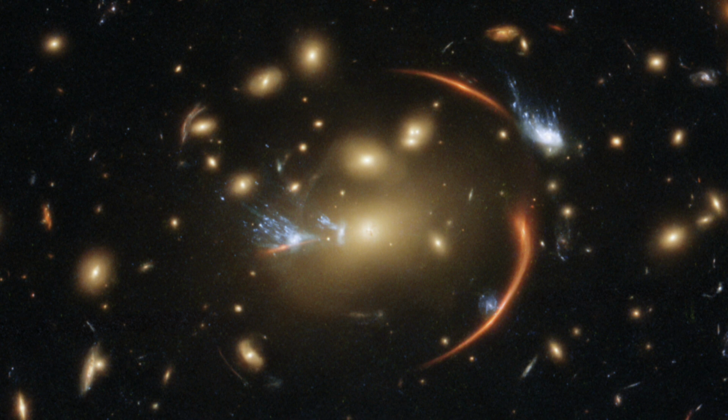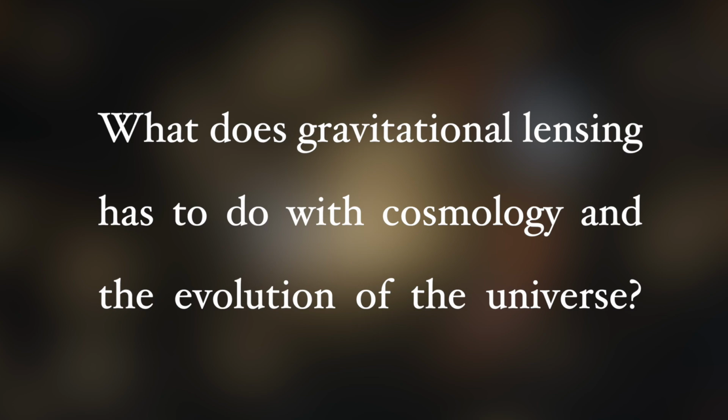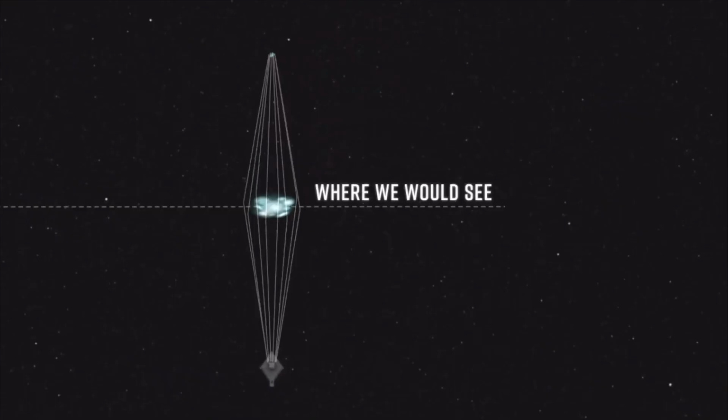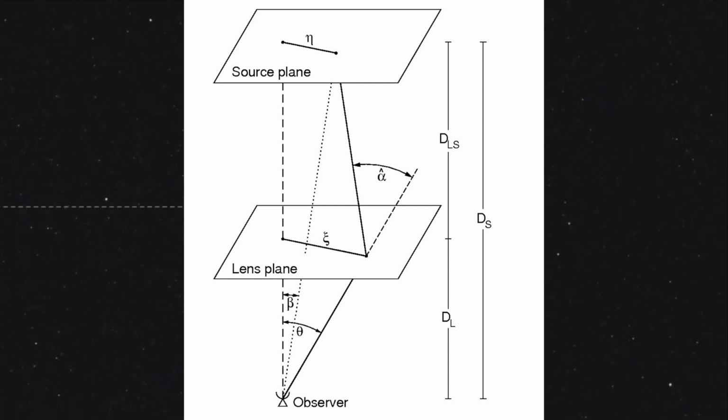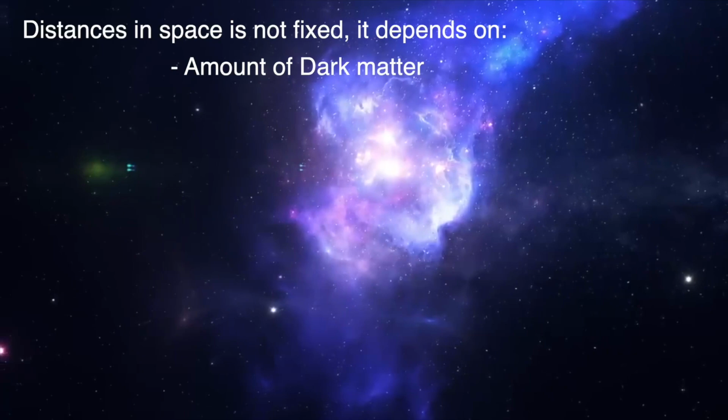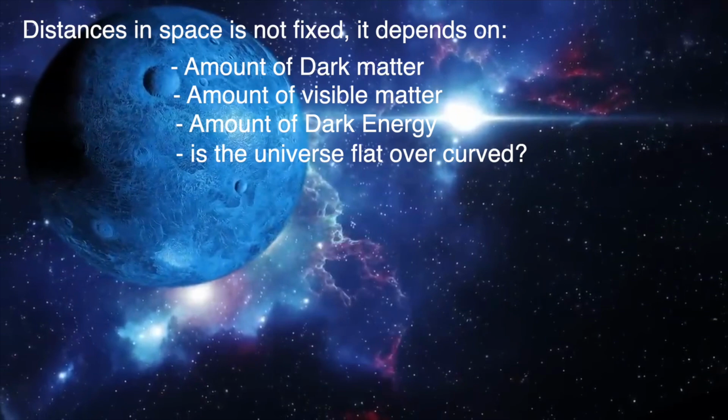But now, what does gravitational lensing have to do with cosmology and the evolution of the universe? To work with gravitational lensing, we have to work with distances in space. With calculations, we can show that distances in space are related to the amount of dark matter in space, the amount of visible matter, dark energy, and the curvature of space itself.